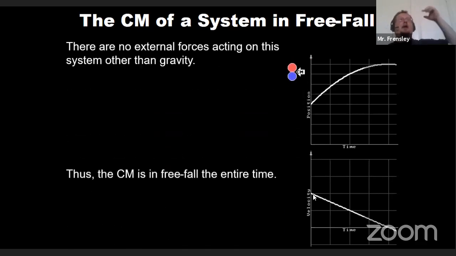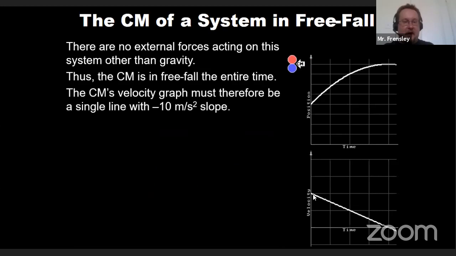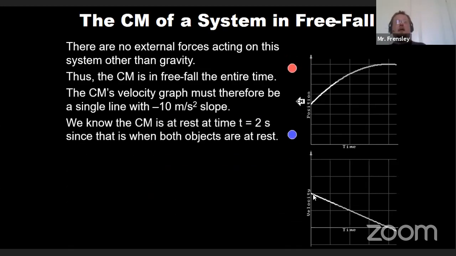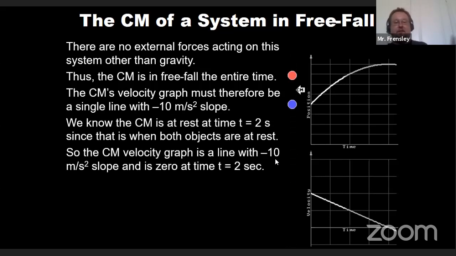So here's what I'm thinking. If the only external force is gravity, then the center of mass has to be in free fall, and that means its graph of velocity is a straight line with no kinks in it, negative 10 slope the entire time. Now, I know the center of mass is at rest at 2 seconds because everybody's at rest at 2 seconds. So I start there at the end with 2 seconds, and I work backward, making a graph whose slope is negative 10 meters per second every second. So that's how I constructed the velocity graph of the center of mass.